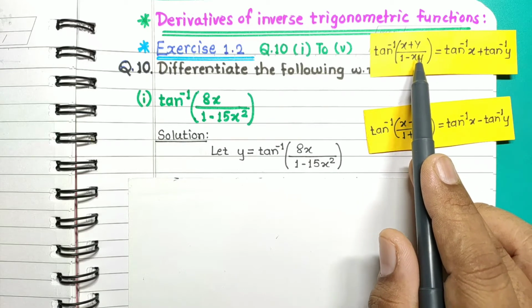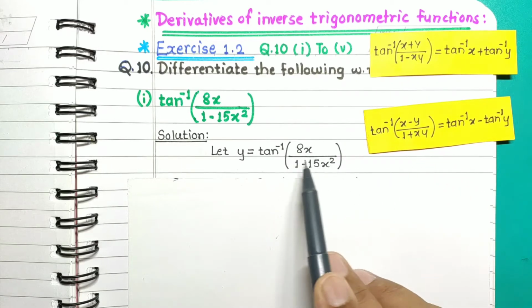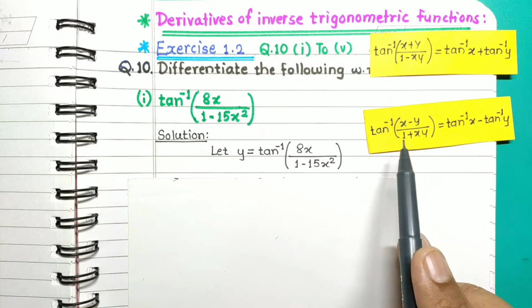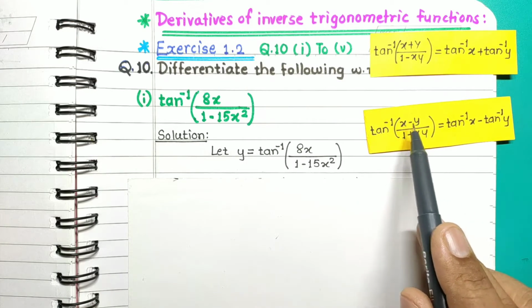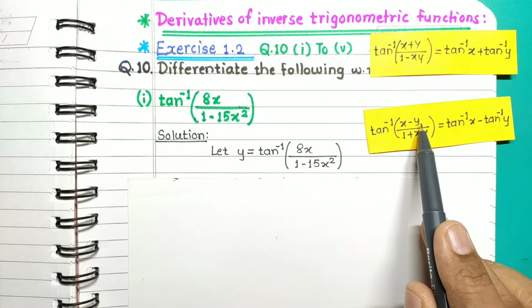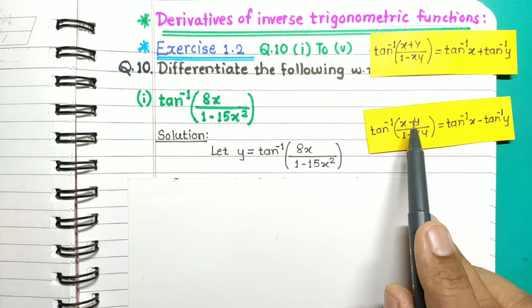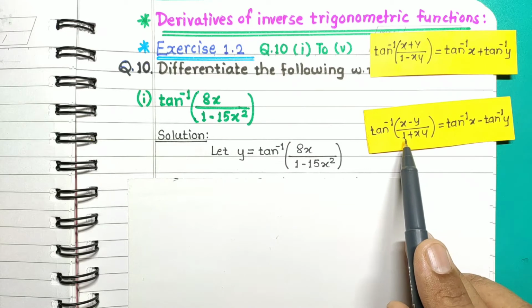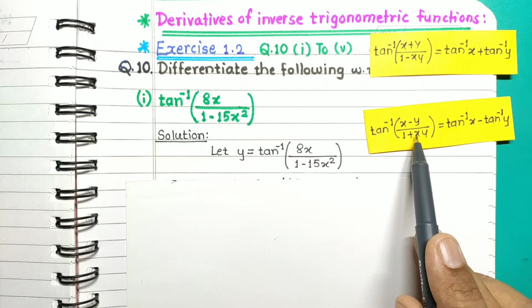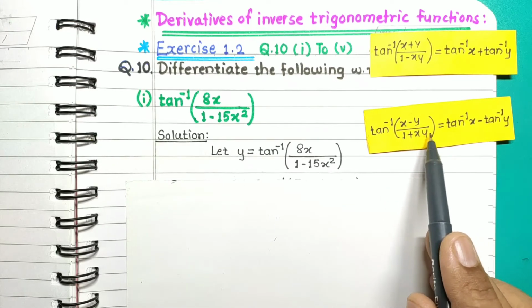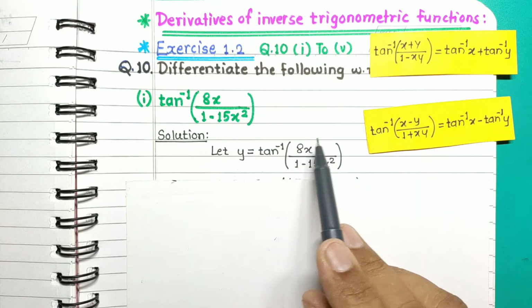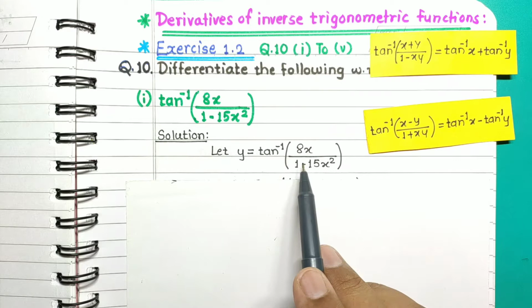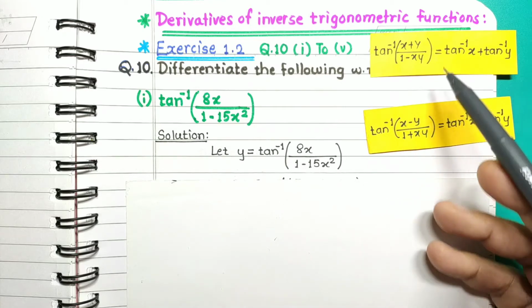Okay, so whether it is possible to arrange these terms like this formula or this formula. Here the tan inverse function contains subtraction of two terms at the numerator, and at the denominator it contains 1 plus the product of those two terms. So we have to think firstly whether it is possible to arrange these terms like any one of these formulas.